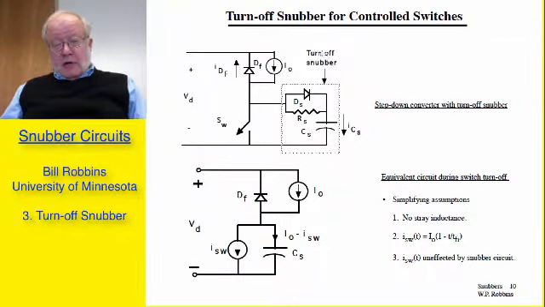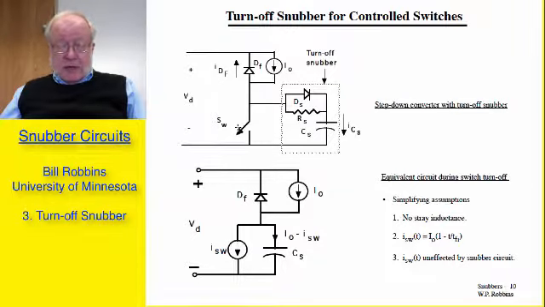The first one I'm going to talk about is a turn-off snubber for the controlled switch. Here is my model for the step-down converter. I'm going to idealize the switch as nearly being a perfect switch. I'm not going to specialize it to any particular semiconductor device. Freewheeling diode, load current, and this is the turn-off snubber, composed of the diode D sub S, resistance R sub S, and capacitor C sub S.